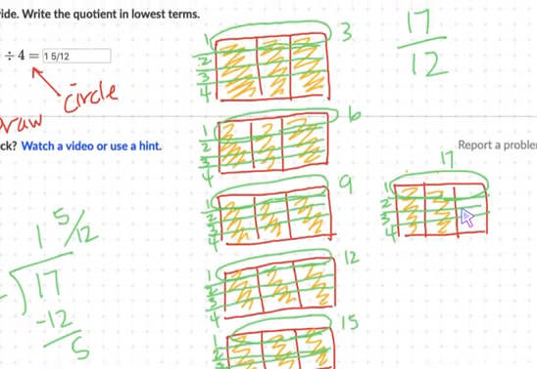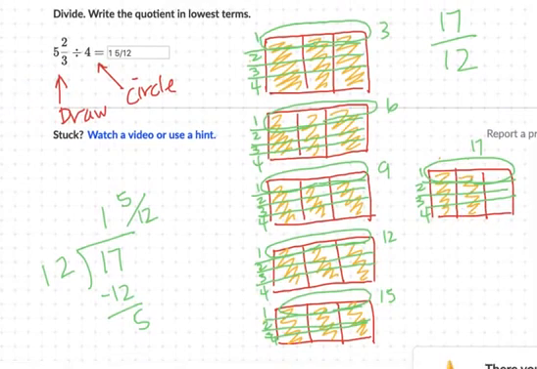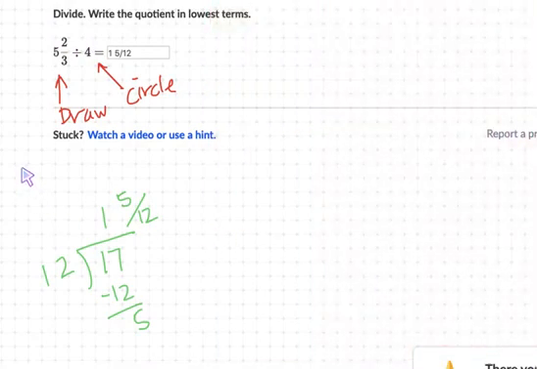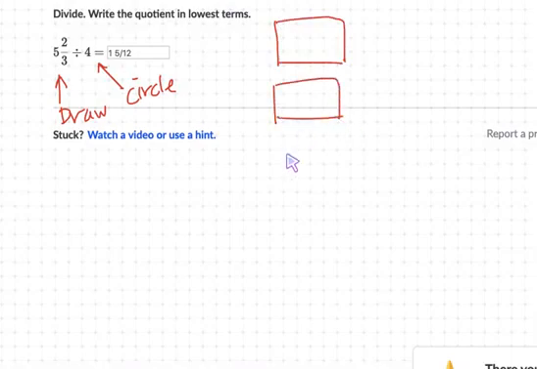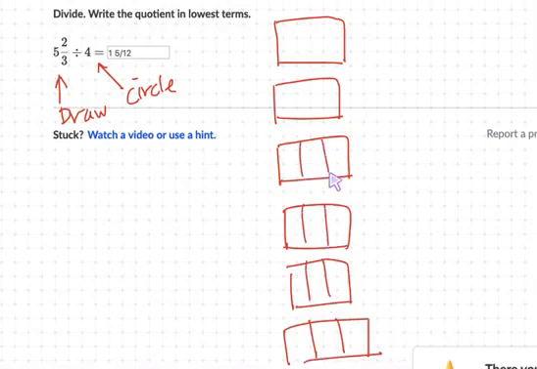However, there is a different way that you can solve this since we have 5 wholes. So I'm going to go ahead and show you that, to also get 1 and 5 twelfths. So we have our original 5 and 2/3. I'm going to go ahead and shade them in again.